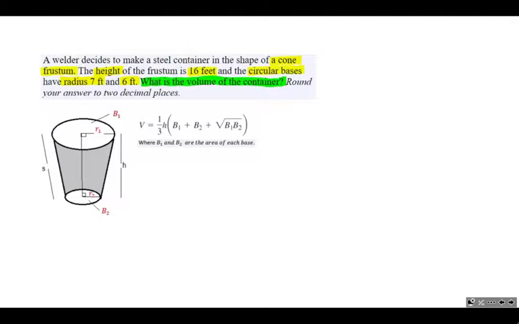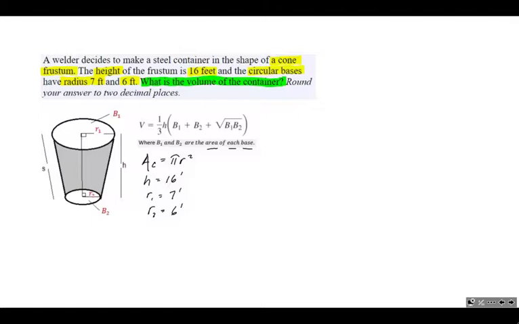So let's see, we need to find the area of each base. Let's recall the area of a circle. What is that formula? The area of a circle is equal to pi times r squared, isn't it? And we'll circle back to that in a minute. We know that the height of this frustum is 16 feet. We know that one of the radii, the larger one, is 7 feet, and the smaller one, radius 2, is 6 feet.